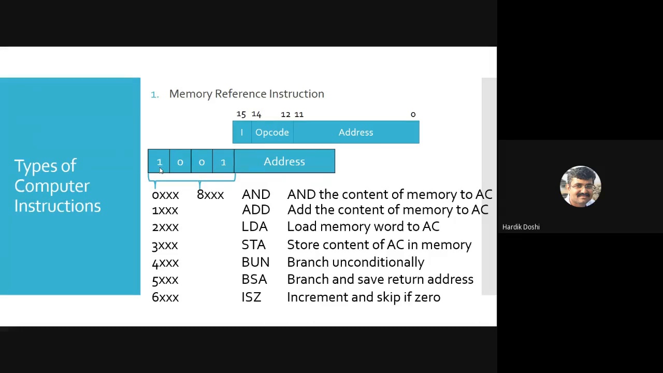So 1000, again 1001, that is 9, then A, B, C, D, and E. Let me remind you that the first column of codes indicates direct addressing for the instructions AND, ADD, LDA, STA, BUN, BSA, ISZ respectively. The other codes mapped to the same instructions, that is 8, 9, A, B, C, D, E, are nothing but indirect addressing. The instruction remains as it is: this code will perform the AND operation only, but the addressing will be indirect.